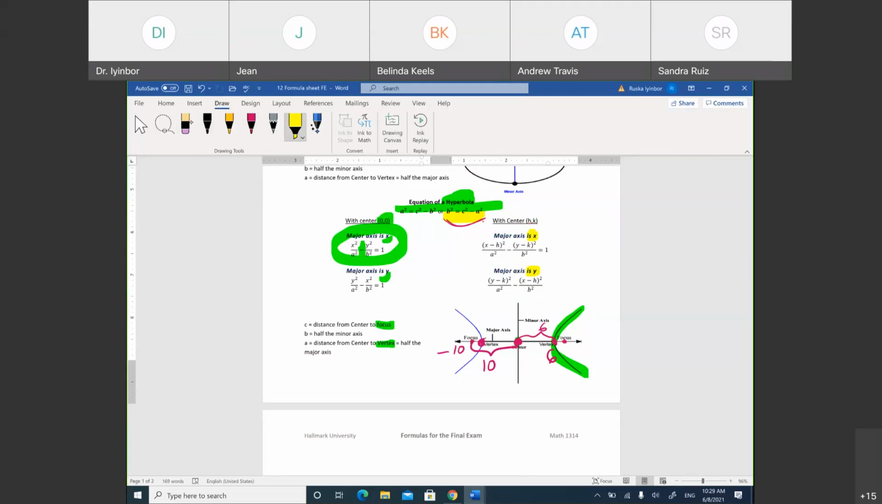And this is the difference. If the major is X, X goes above A. If the major is Y, Y goes with the major axis because A is half of the major, right? So X goes with half of the major, or Y goes with half of the major. Make sense? That's the difference. Oh, here you should have equals 1 in the equation. Okay. Okay? Got it? Okay. Any other questions?